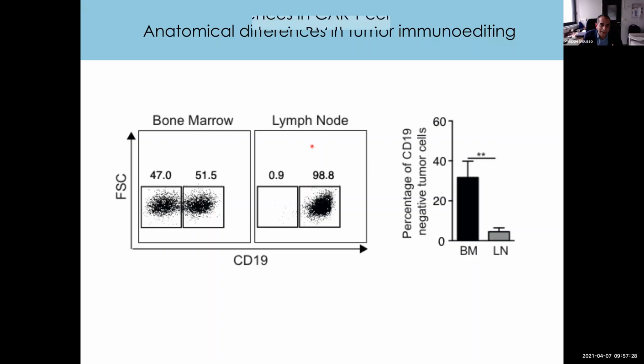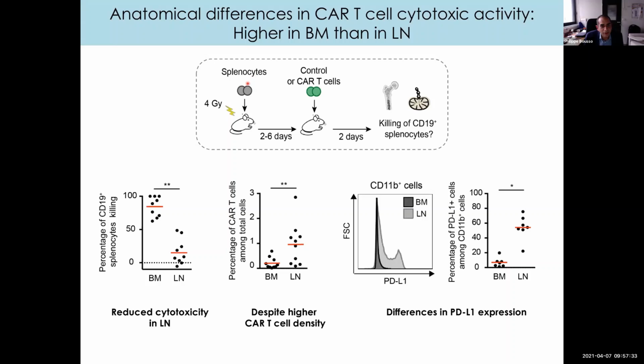So we decided to compare the killing capacity of the same target, and these are now circulating B cells that we inject, and compare at two different sites the efficiency of killing by CAR T cells. And what you can see is that the killing is really efficient in the bone marrow, but in comparison, quite weak in the lymph node, despite the fact that, in fact, the frequency of CAR in the lymph node is higher.